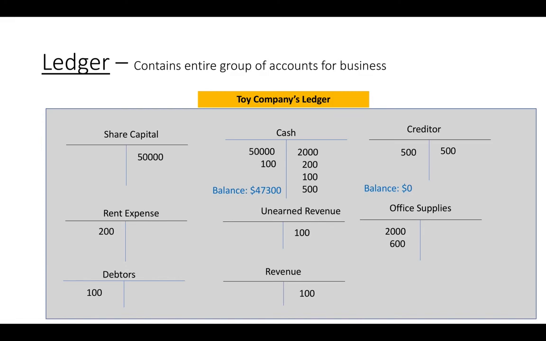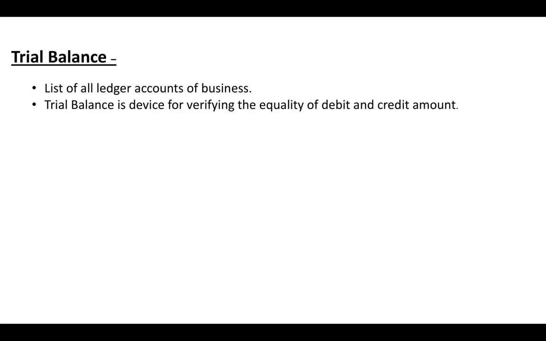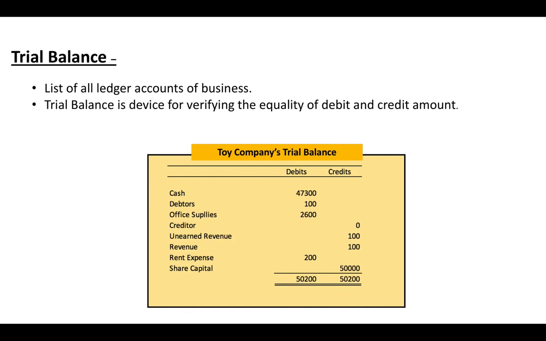Now, once we have the ledger prepared, where you have all the accounts, we have to tally the debit and credit side of it. And this is called the trial balance. It is the list of all ledger accounts, and it is used for verifying the equality between the debit and credit side of it. And you cannot go to sleep until you match this debit and credit side. So this is our trial balance from our toy company based on the values that you have received in the ledger.